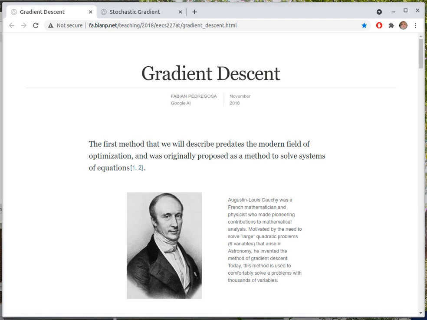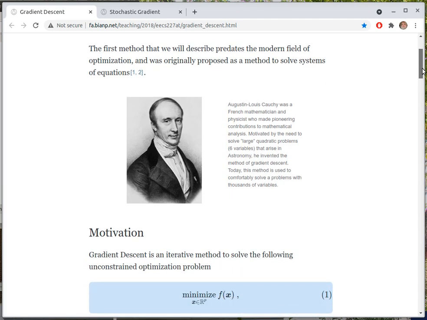Alright, so we're talking about gradient descent, and this is the website that I was talking about in the last video. You can probably see it up here. This website is really nice because it has some simulators on it. And of course it has this beautiful portrait of Augustin Louis Cauchy, which is always nice to see. Cauchy's French mathematician, of course, and he invented the method of gradient descent that we will be looking at today.